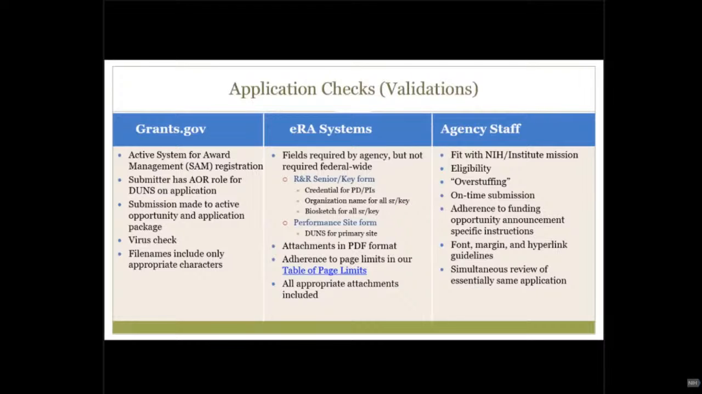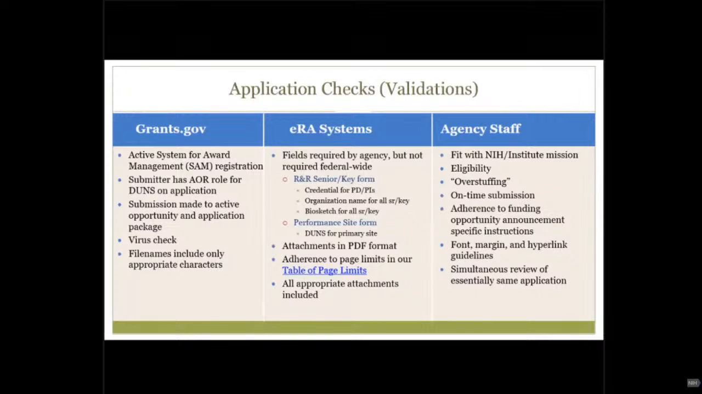So these are requirements that NIH has for our application forms, such as appropriate eRA Commons credentials for the PD/PIs on the senior and key personnel forms, as well as that there is a DUNS number for the primary site on the performance site form, that the attachments are in the appropriate PDF format, and that we adhere to page limits that are specified in our table of page limits webpage.